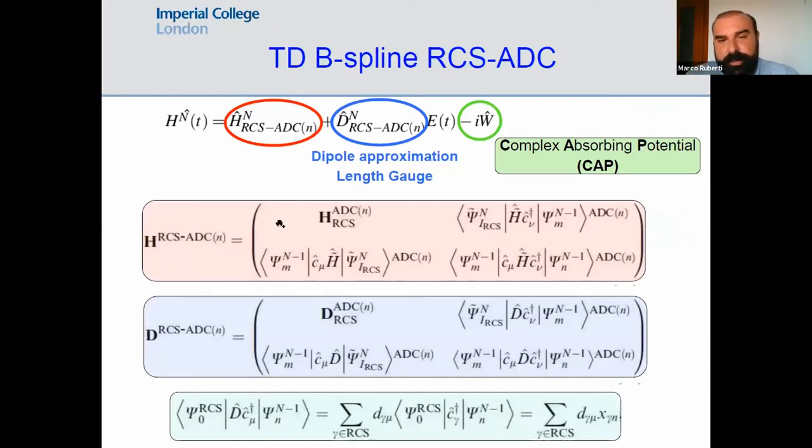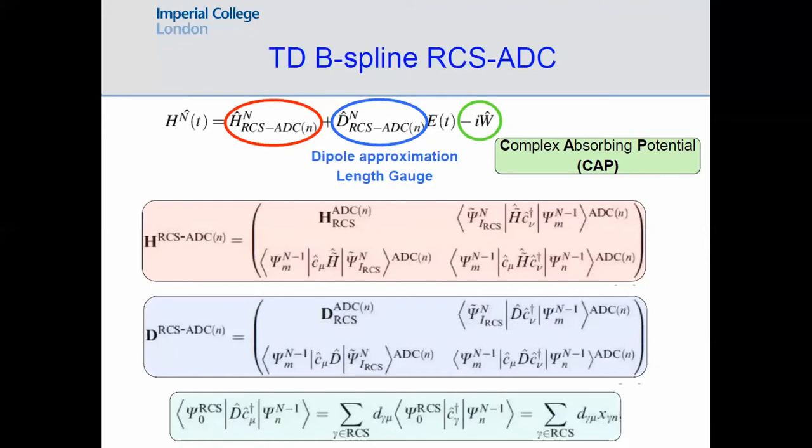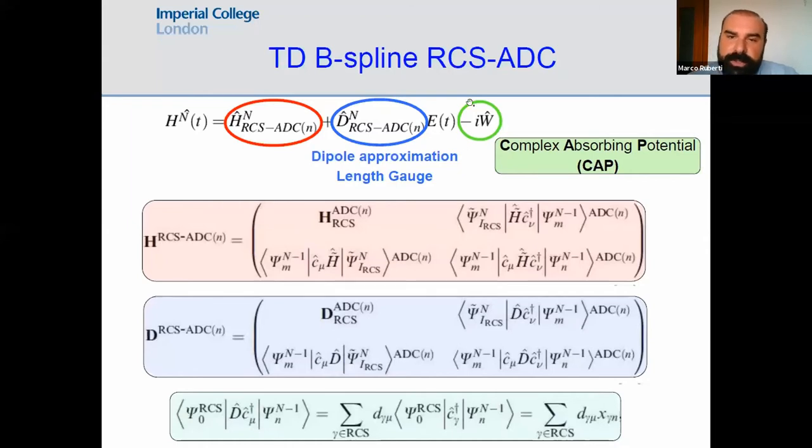They have a block structure depending on whether we are talking about states that are ionized in the continuum or bound states, describing, like, excited states of a neutral molecule. And then we also introduce a complex absorbing potential, just as a numerical tool to absorb the wave packet at the boundary of the box and avoid the reflections that we don't want to deal with.